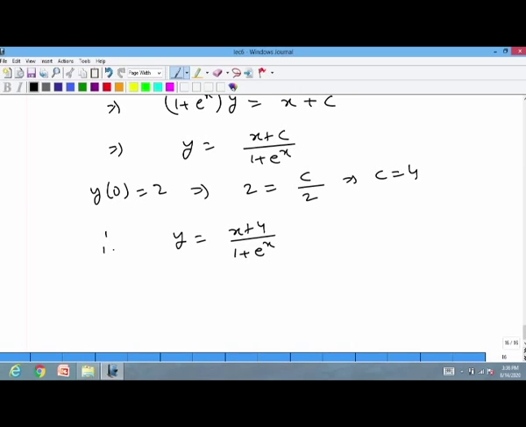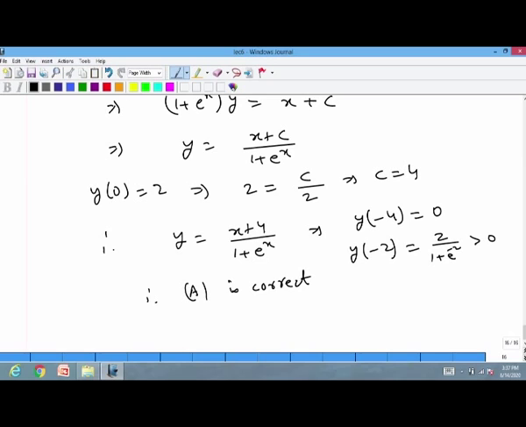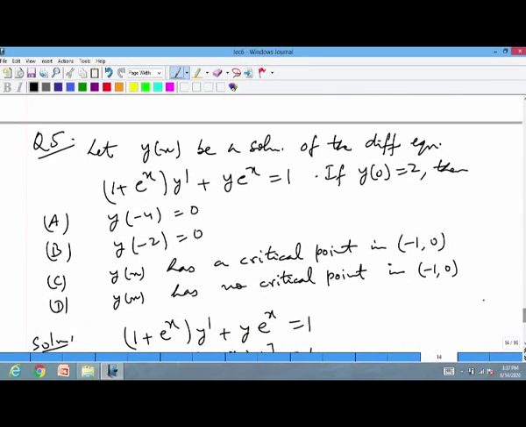By putting x = -4, y(-4) = 0, and y(-2) = 2 / (1 + e^(-2)), which is strictly greater than 0. Therefore, option A is correct and B is wrong. So, we got A is correct and B is wrong.